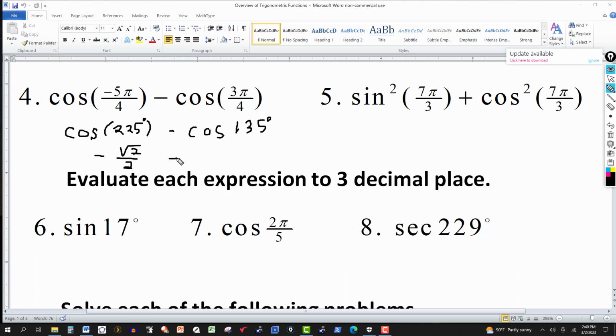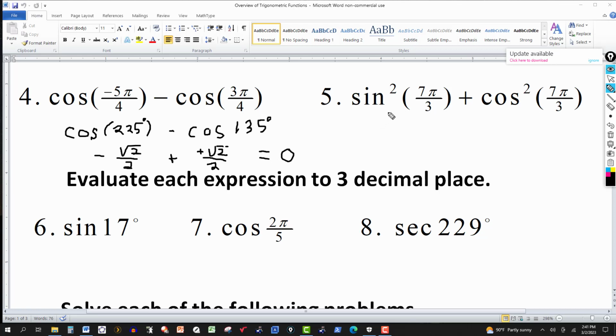Got a minus there. And then the cosine of 135 is in quadrant 2. Cosine is also negative there. So we take the cosine of 45, again we get the square root of 2 over 2, but because it's in quadrant 2, this is negative. And this negative here makes it positive. So basically, minus radical 2 over 2 plus radical 2 over 2. So this simplifies to 0.